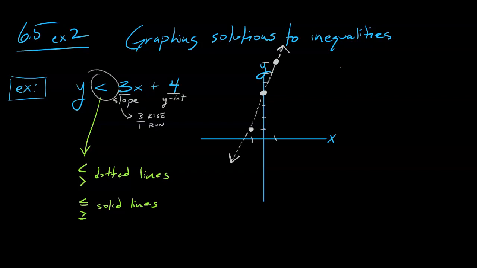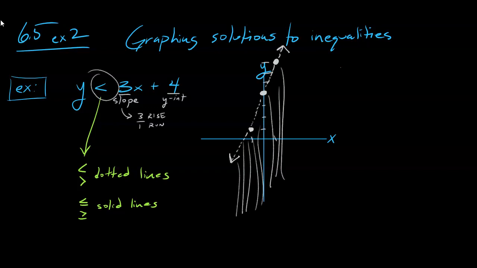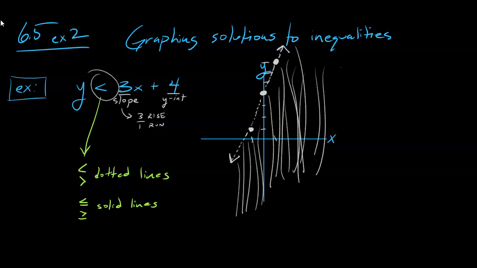The less than symbol. Do you remember how I show that on a graph? So we have to shade. Do you remember what we do with that? Perfect. Nice memory. So the less than means you're going to shade below. So from this line, I'm just going to go straight down. That's below, right? I know this is terrible shading, but if you're having trouble figuring out where to shade, go straight down or straight up if it's above.